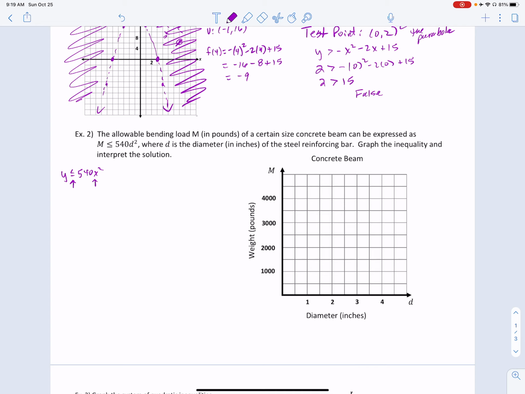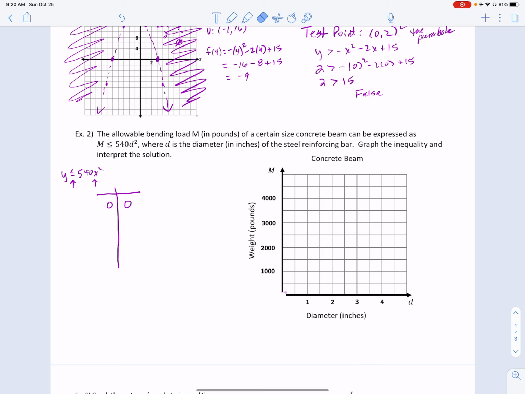So if I do this graphically, I'm going to think about shading an entire region. Anyways, graph the inequality and interpret the solution. So I need to graph this, and I'm going to do a table of values. That's got a vertical stretch of 540, but if I put in 0 for x, y is going to be 0. So it starts at 0, 0. If you don't have any diameter on the concrete beam, then it won't have any pounds.